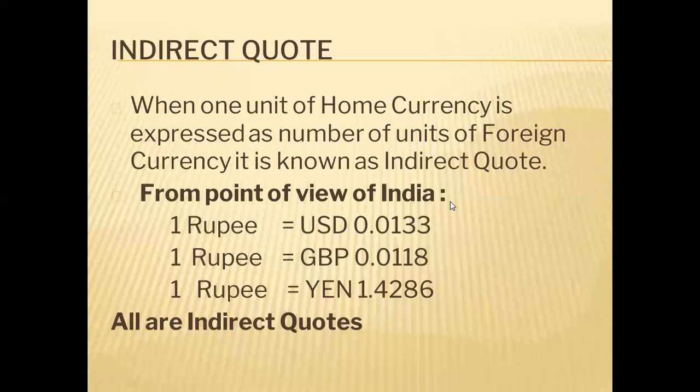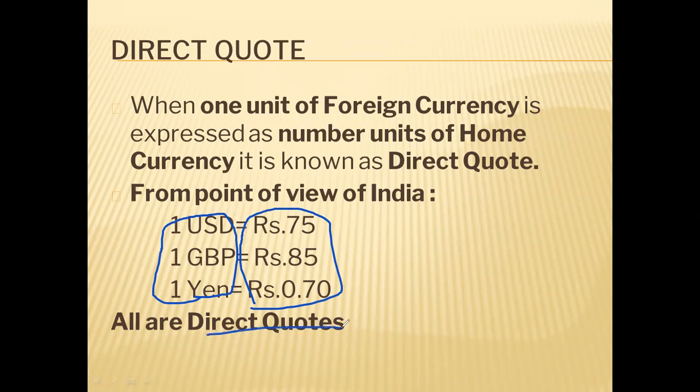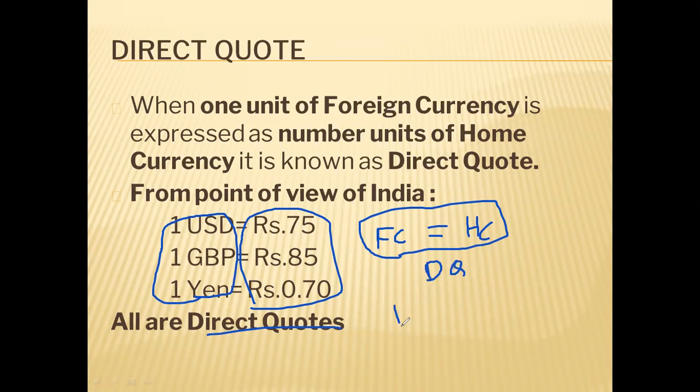So again, what is a direct quote, how will you analyze? Left hand side foreign currency, right hand side home currency. This quote will be known as a direct quote. So you can make the equation like this: foreign currency on the left hand side is equal to home currency. This quote will be known as a direct quote. Home currency on the left hand side, foreign currency on the right hand side, this quote you can call an indirect quote.